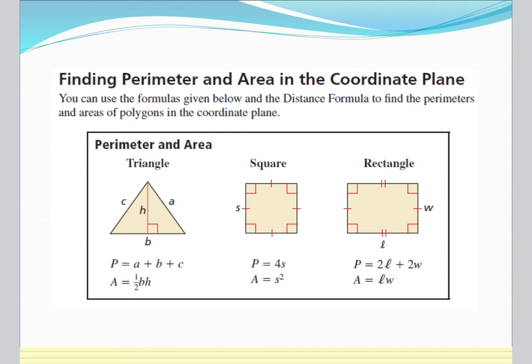So on a triangle, there are different ways to find the area of a triangle, but this is the first way. The area would be 1/2 base times height. The perimeter, you add up all the sides. I was never taught it. Okay, well, good.